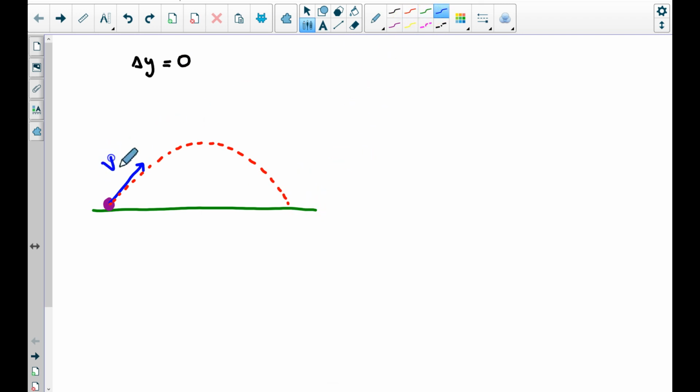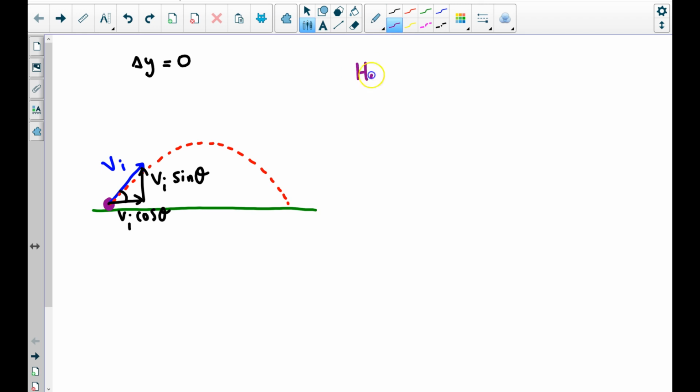It's launched with some initial velocity at this angle, and so it has components to its velocity. There's the x component, vi cosine theta, and there's the y component, vi sine theta. This y velocity is only what we have at the beginning. That y velocity changes as the flight continues, but the x velocity is constant the whole way.